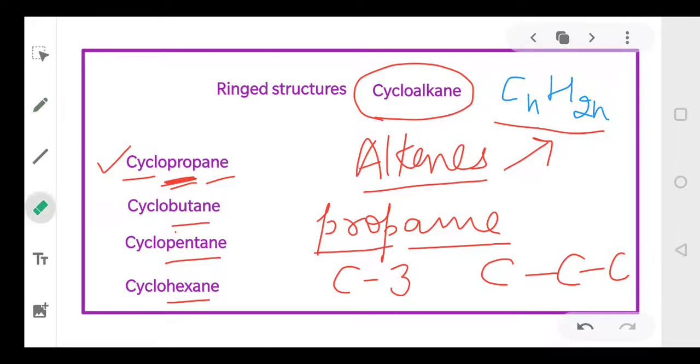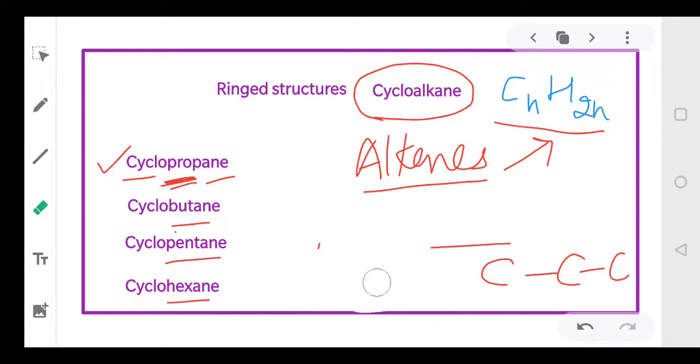Okay. Now let's see this. Let's come to the formula. So they have a general formula CnH2n. So cyclopropane, as I told you here, n is equal to 3. Prop means 3. So यहाँ पर हम 3 put करते हैं.